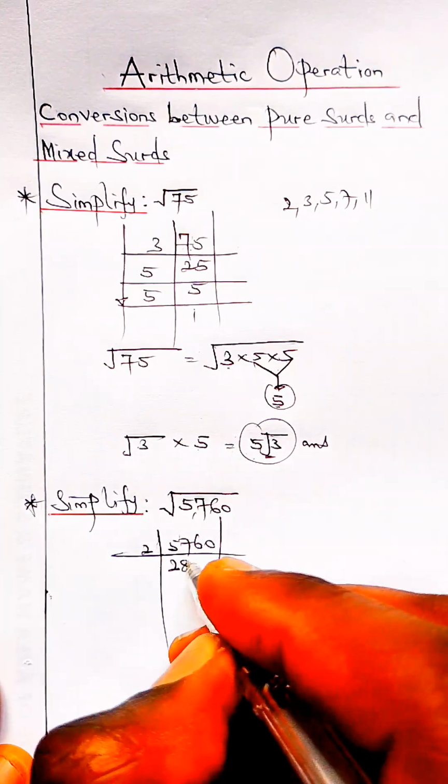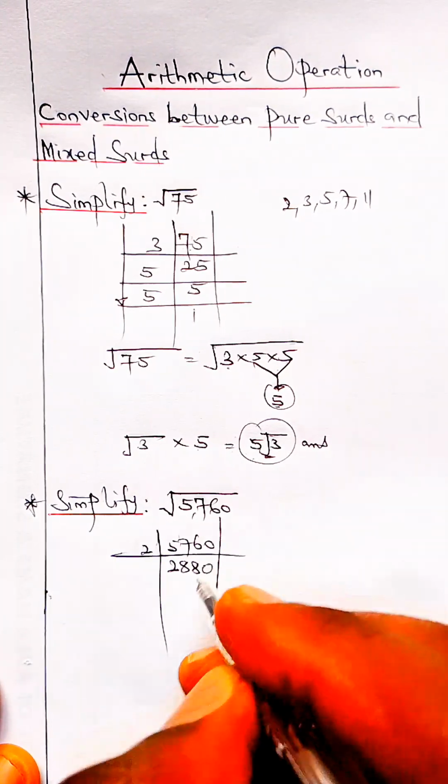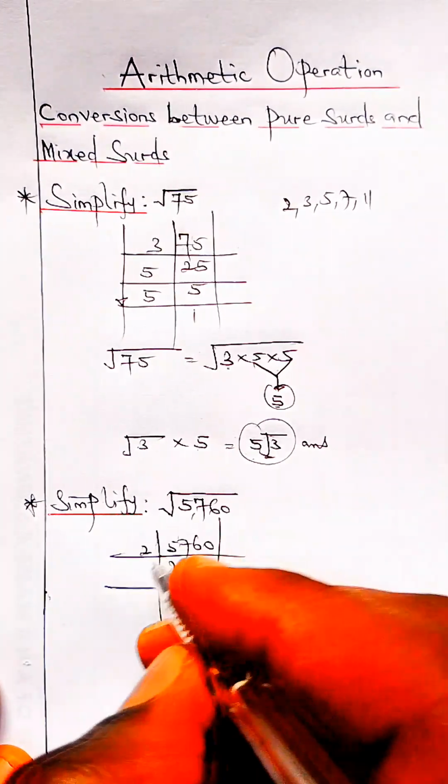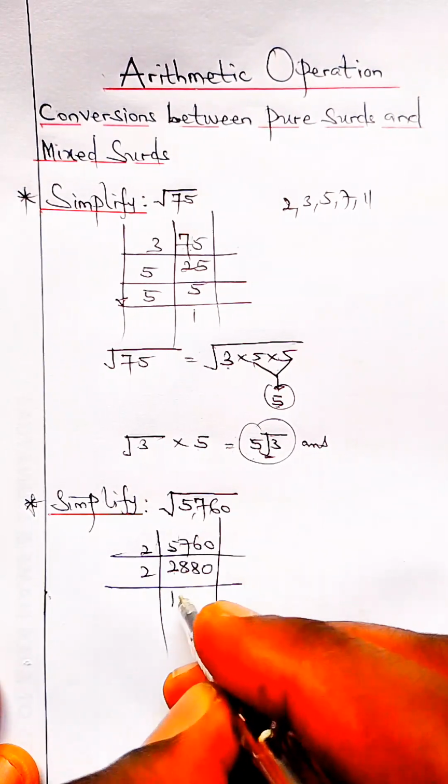2 in 17 is 8, 16, remainder 1. 2 in 16 is 8. 2 in 0 is 0. So we're done with that. The next we use 2 can go again. 2 in 3 is 1. 2 in 8 is 4.